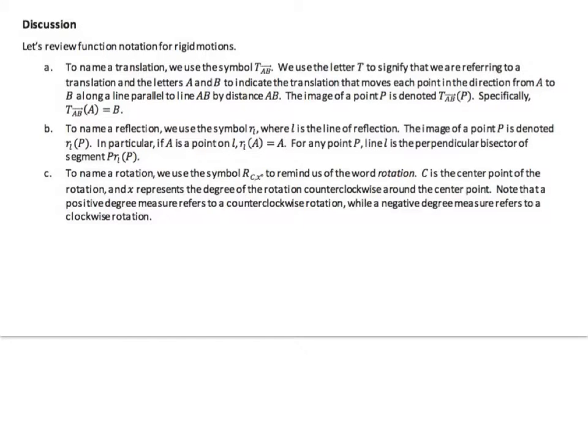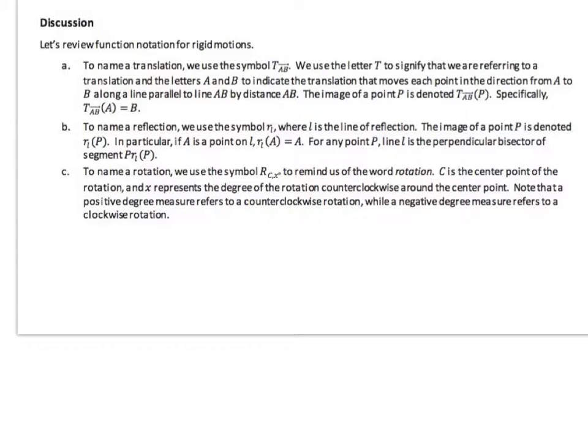Okay, discussion. Let's review function notation for rigid motions. To name a translation, we use the symbol T with AB array. We use the letter T to signify we are referring to a translation, and the letters AB to indicate the translation that moves each point in the direction from A to B along a parallel line AB by distance AB. Now I was just looking at the test we're going to have very, very soon, and it's really important that we understand these 3 steps. So that's your little hint right there.